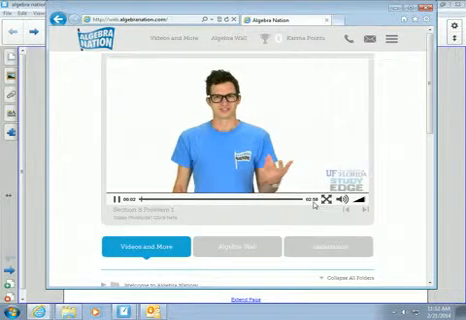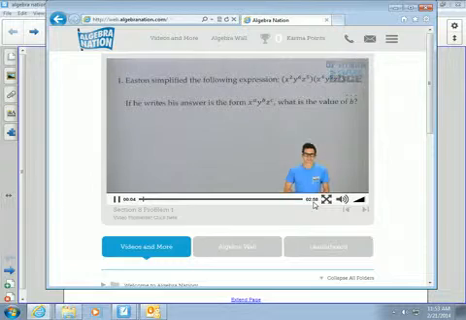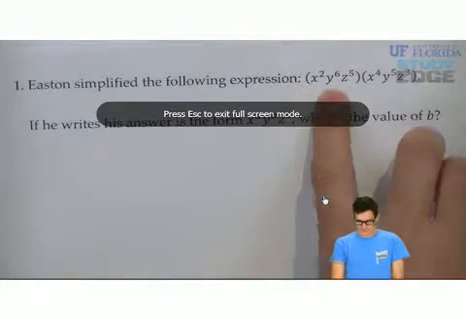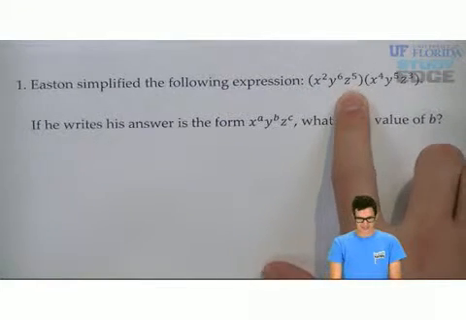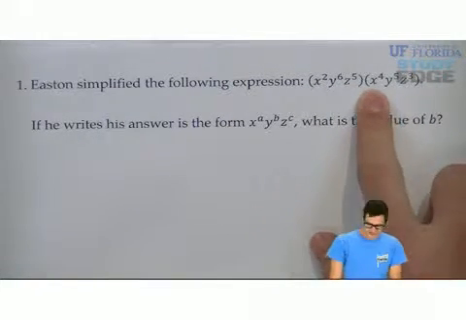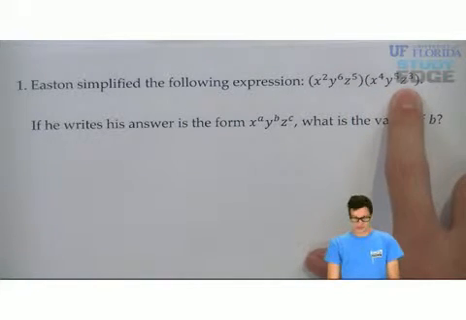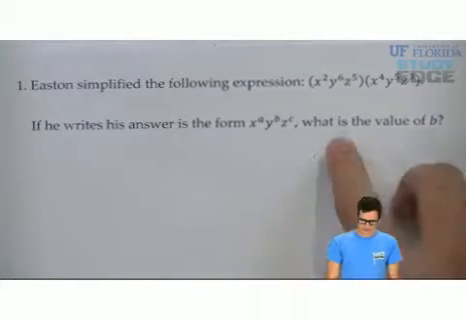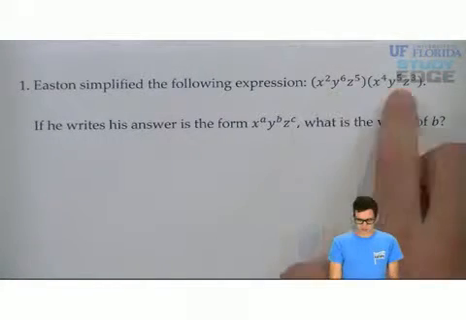Hey there, Algebra Nation. Let's work through another problem. So here's what we got. This guy, Easton, decides to simplify the following expression. See it here. We've got x squared, y to the 6th, z to the 5th, and then it's multiplied by x to the 4th, y to the 5th, z to the 3rd. All right, so we're multiplying here. Notice we have exponents. We have x, y, and z in both sets of parentheses.